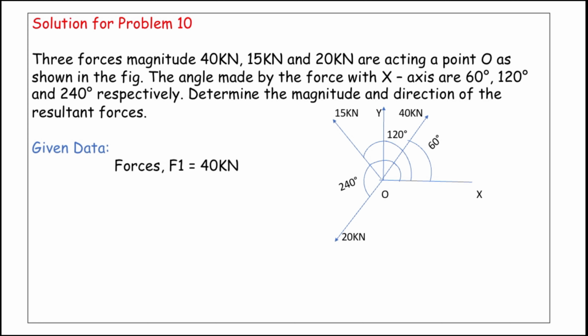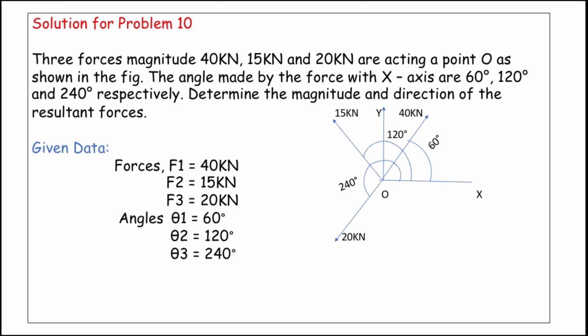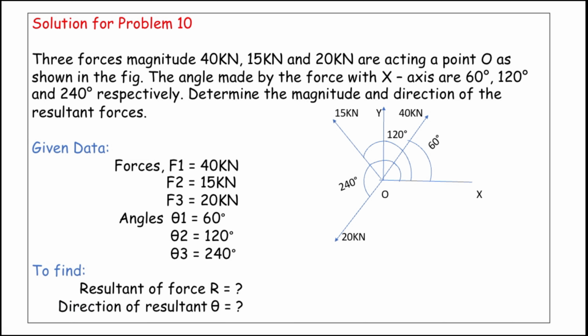The forces are F1 40 kilonewton, F2 15 kilonewton and F3 20 kilonewton. The angles made by them are theta 1 equal to 60 degree, theta 2 equal to 120 degree, and theta 3 equal to 240 degree, as given. We have to find the resultant of force R and the direction of the resultant theta. Now we are going to the solution.